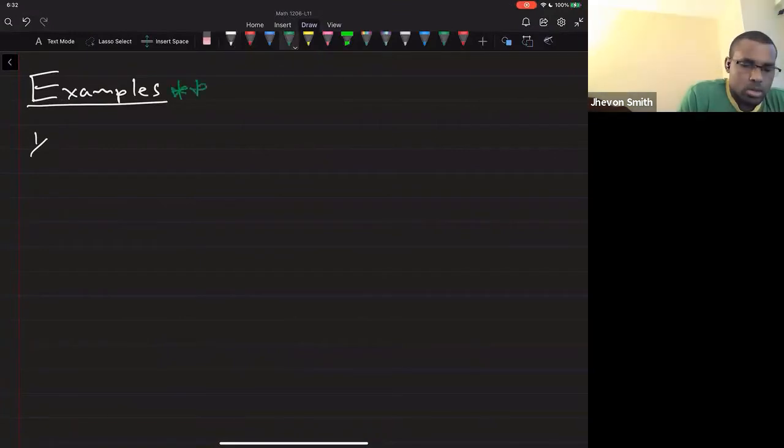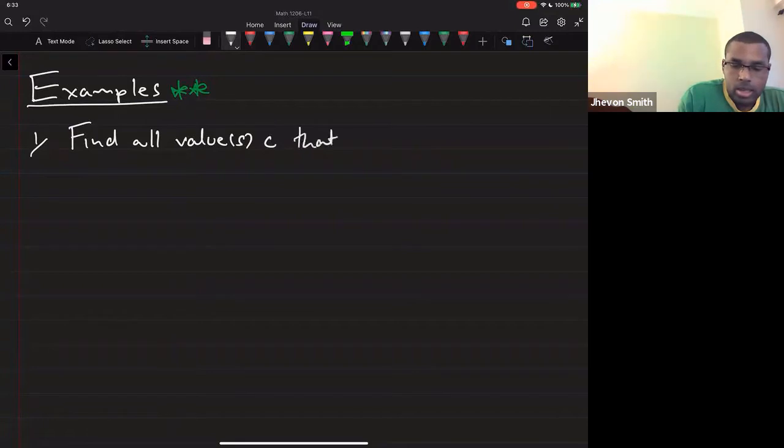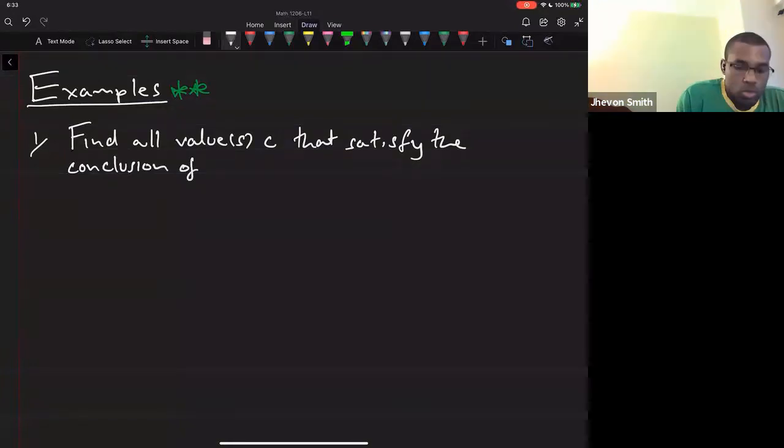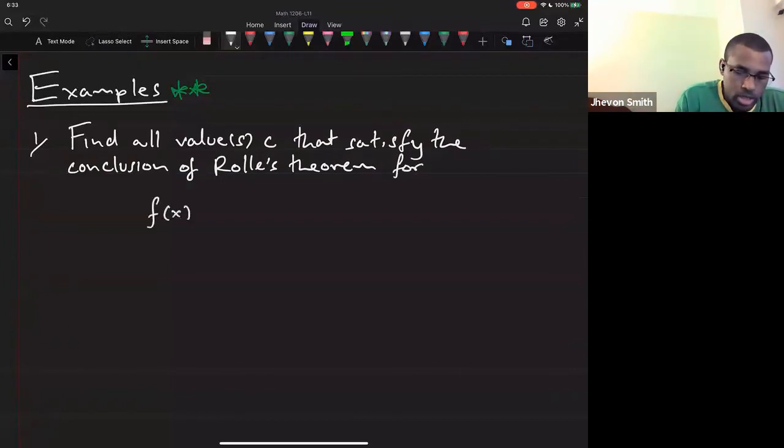These are important. Find all values c that satisfy the conclusion of Rolle's theorem for f of x equals x cubed minus 3x squared plus 2x plus 2 on the interval [0, 1].